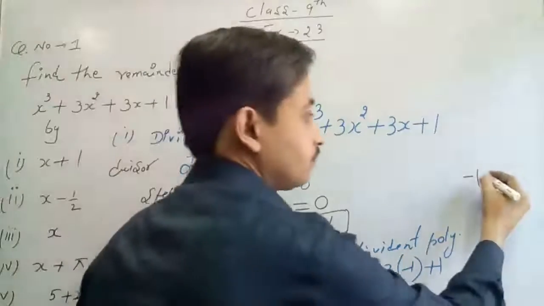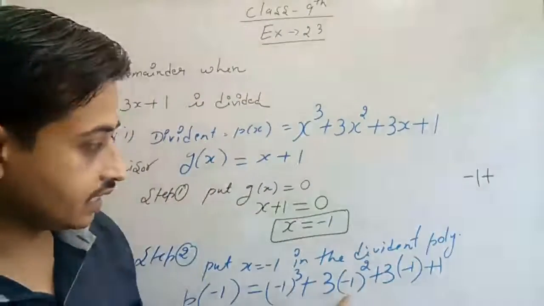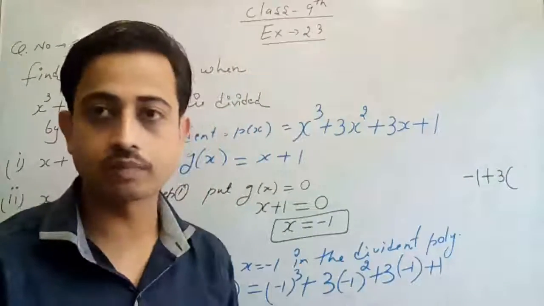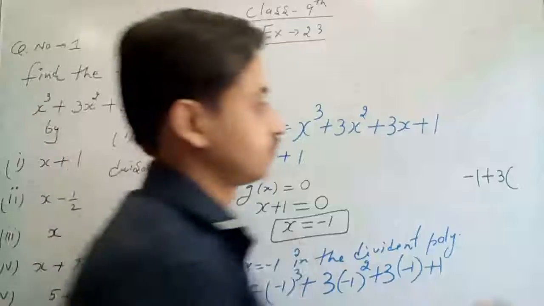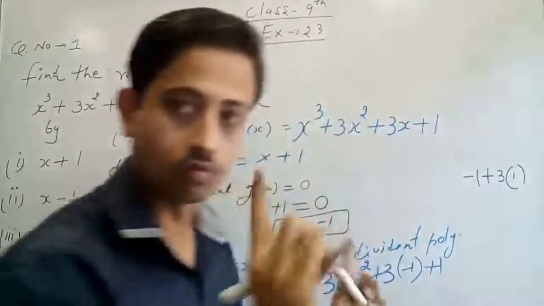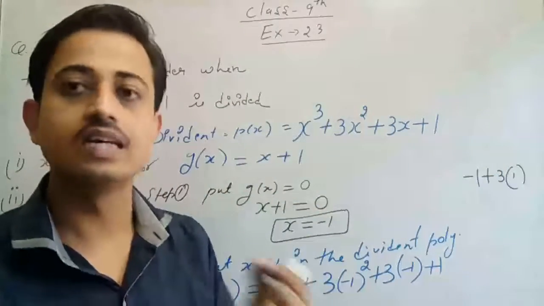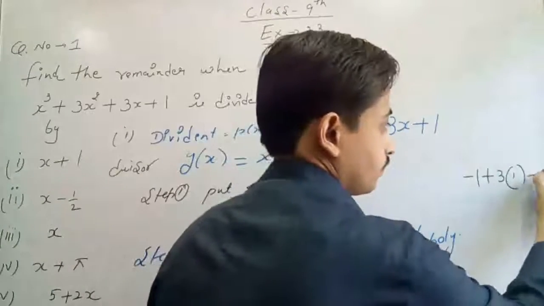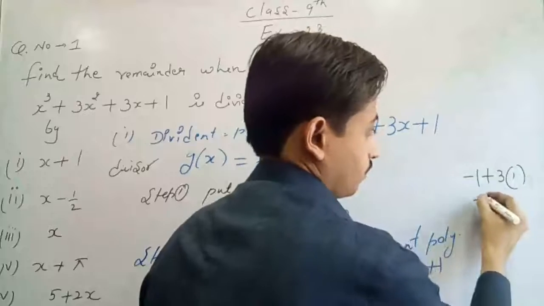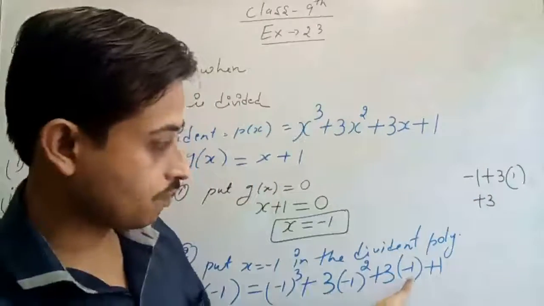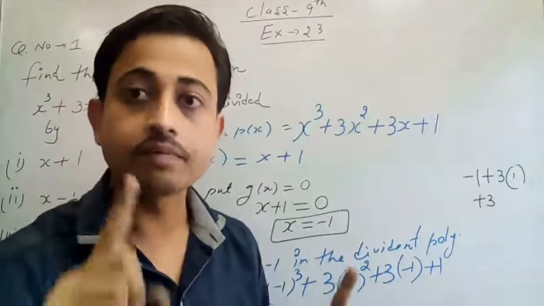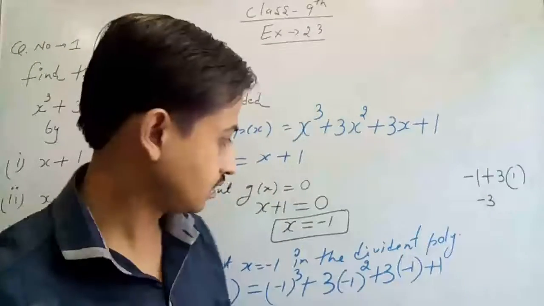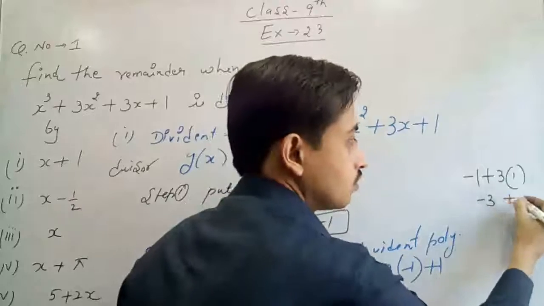Now plus 3 into minus 1 whole square. Minus 1 into minus 1, we get plus 1. So I am writing only 1, because it is obviously plus 1. Now plus 3 into minus 1. 3 into minus 1 we get minus 3. So that is why I am writing here minus 3. And now this is plus 1.